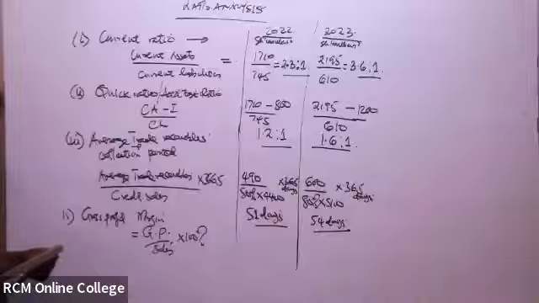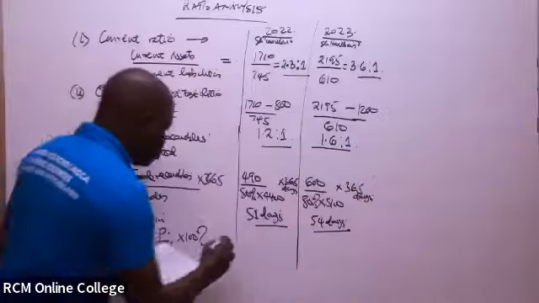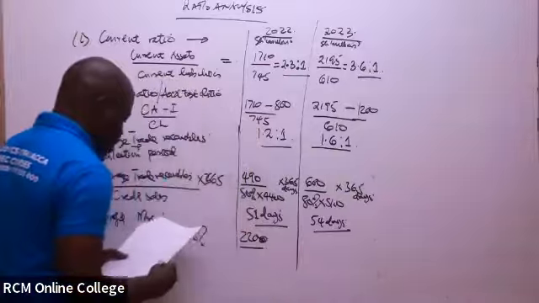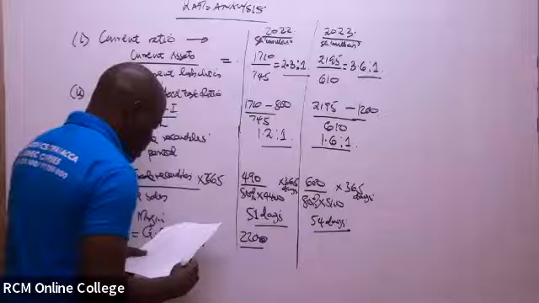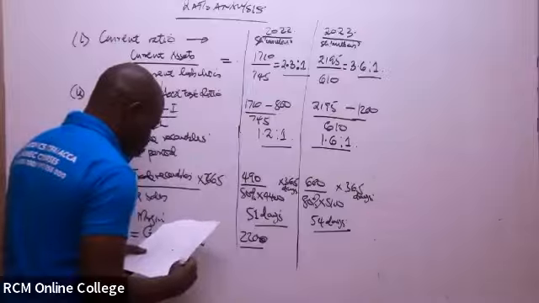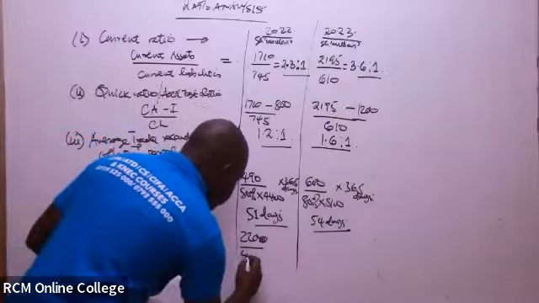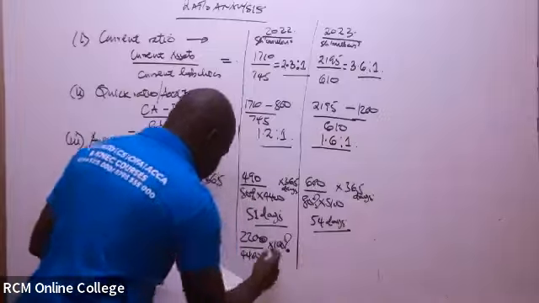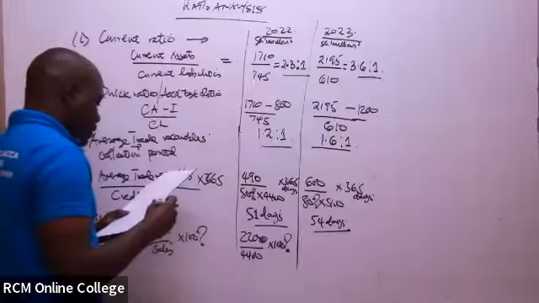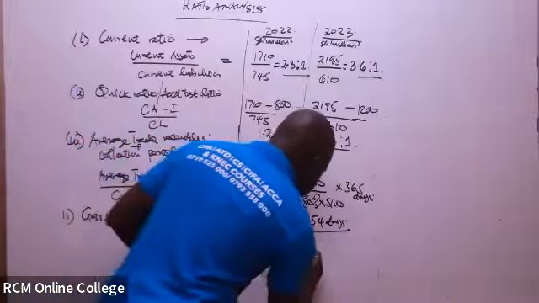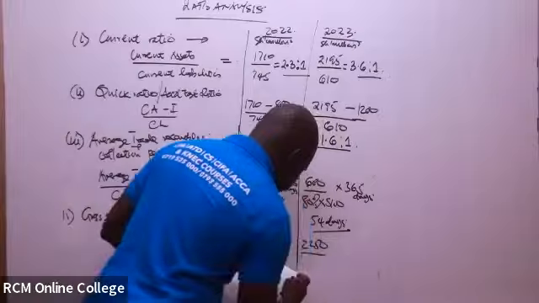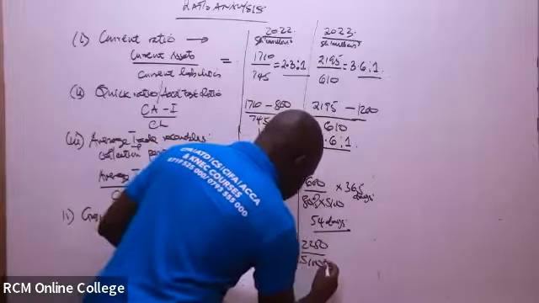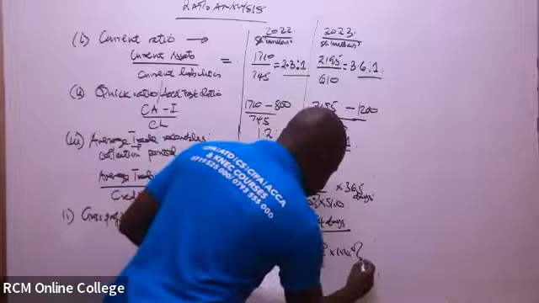So if you look at 2022, the gross profit is 2,200 over the sales, which is 4,400, and you multiply by 100%. Then for this other one, the GP is 2,250 over the sales, which is 5,100, and then you multiply by 100%.